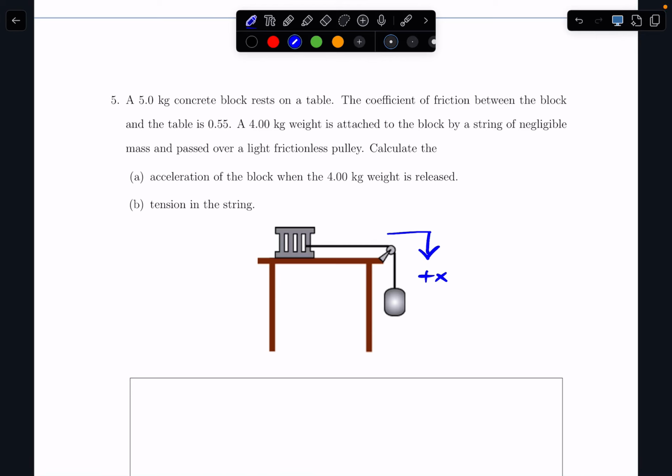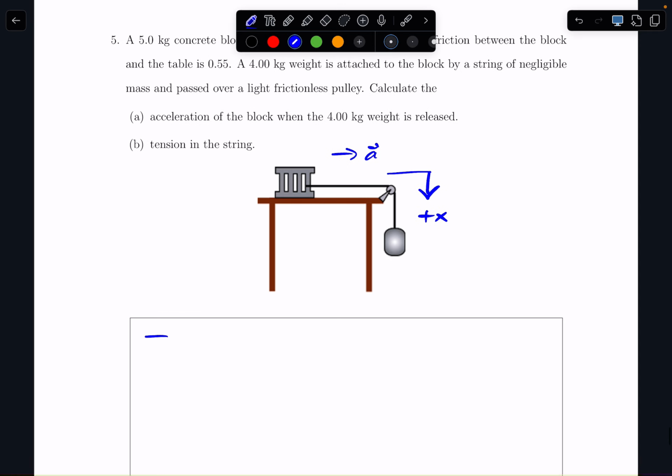So, trying to find the acceleration of this entire system. What's a smart system to take? What two things do I take for my system? M1 and M2, right?